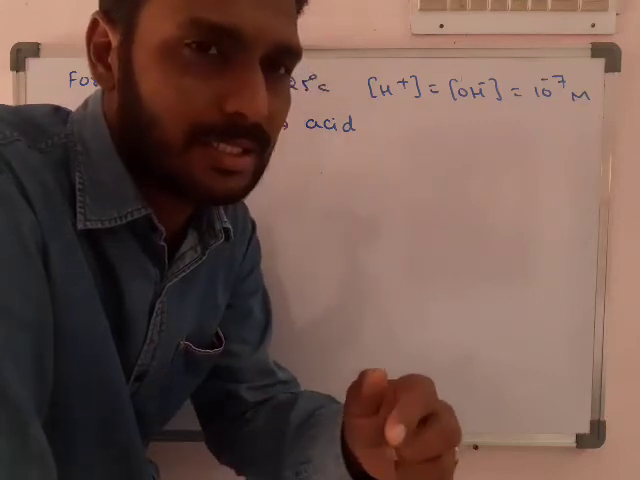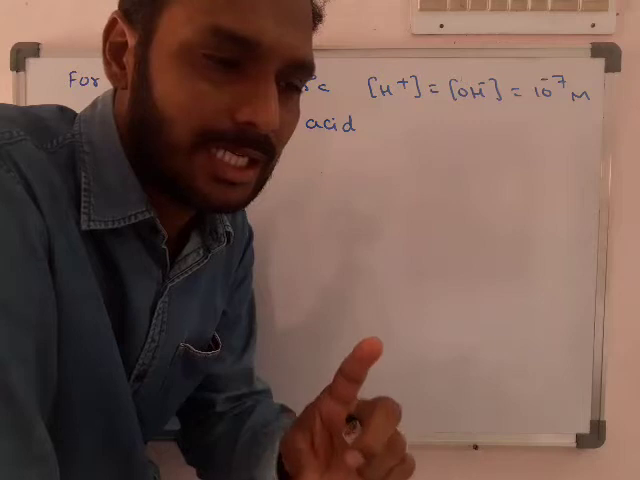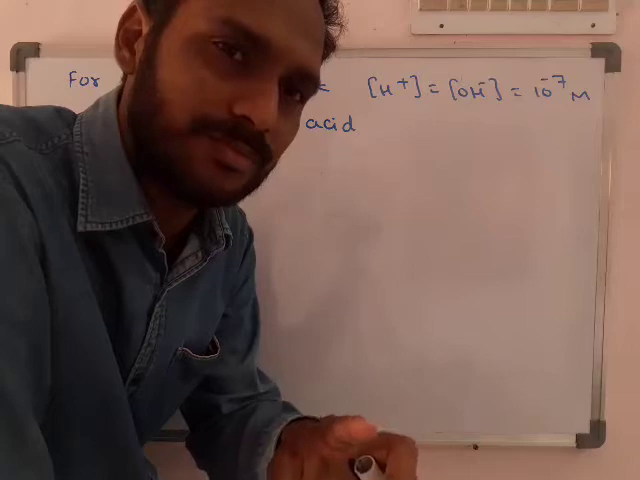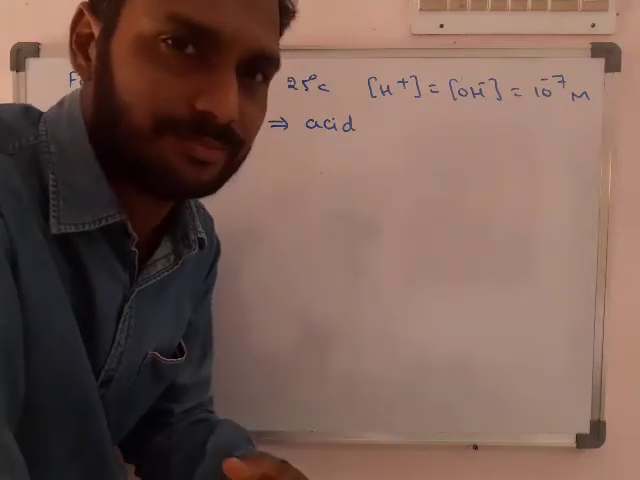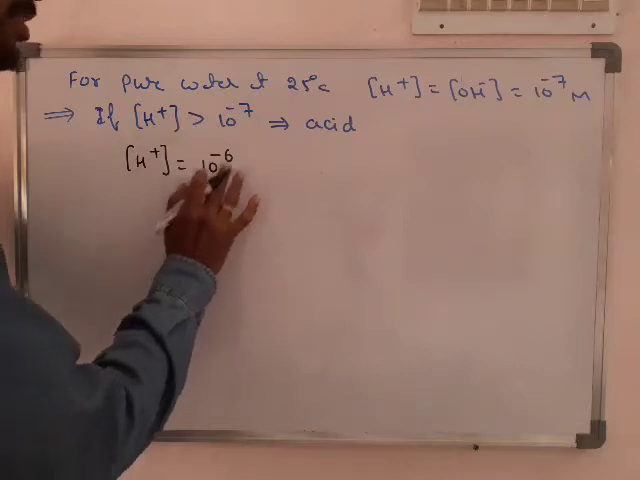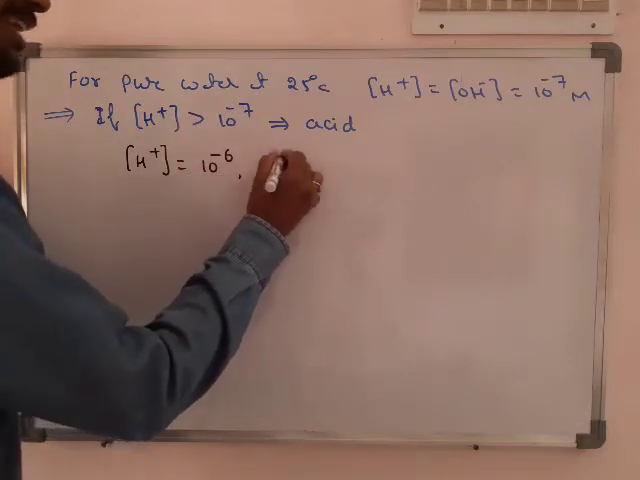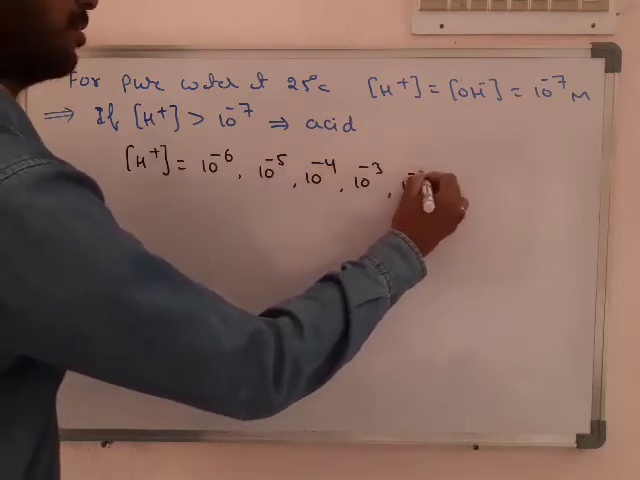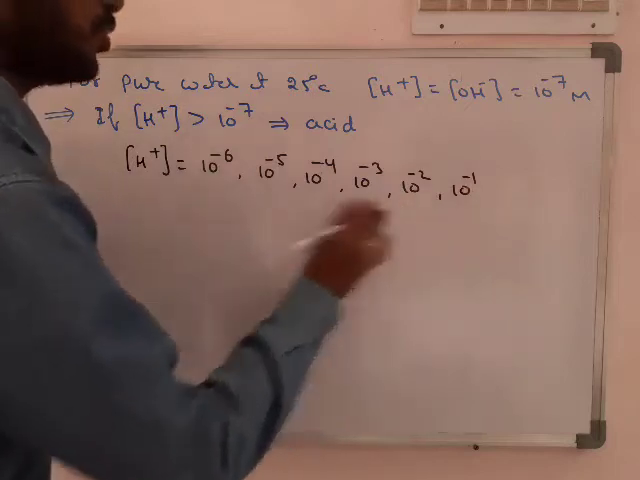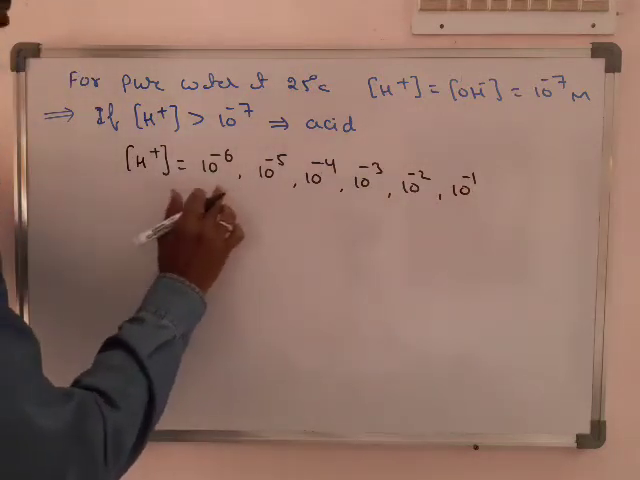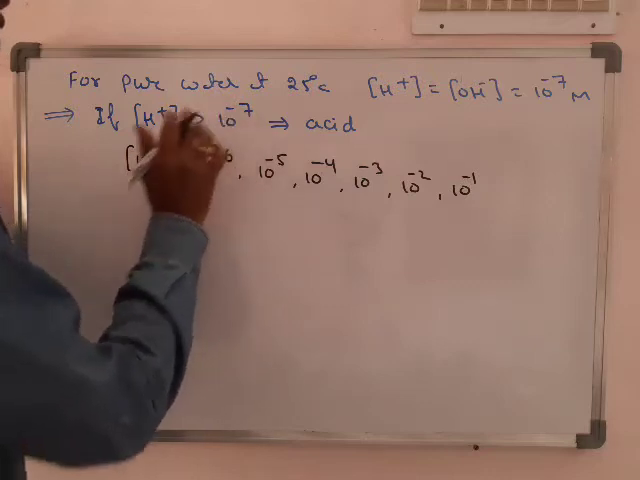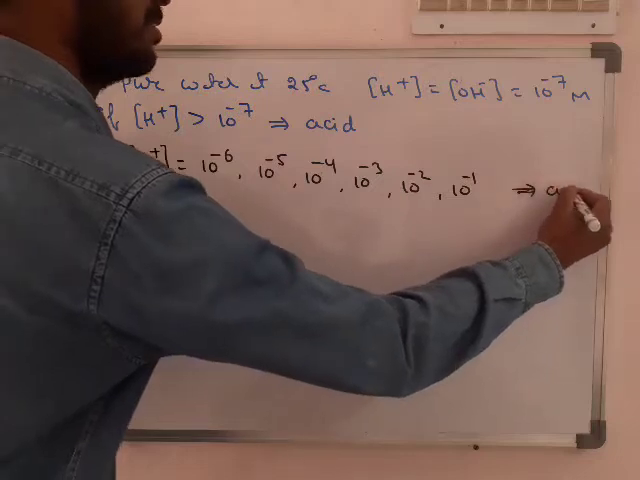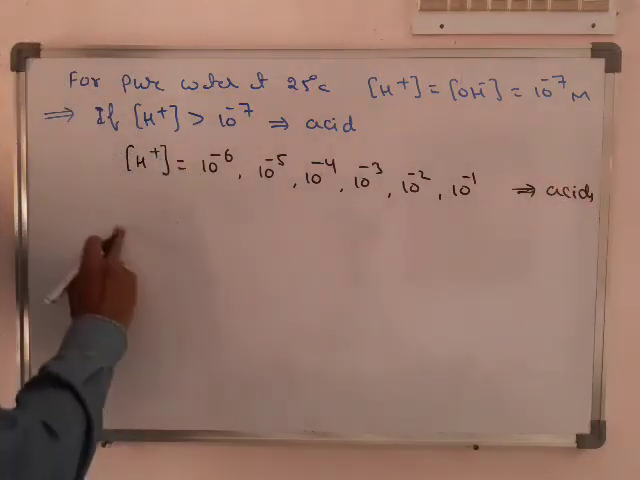If it is greater than 10^-7, it will be treated as acidic. Greater than 10^-7 means even 10^-6.9 is greater than 10^-7. But for simple calculation we are taking 10^-6, 10^-5, 10^-4, 10^-3, 10^-2, 10^-1. So all these are possible values for H+ greater than 10^-7. These are all treated as acids.